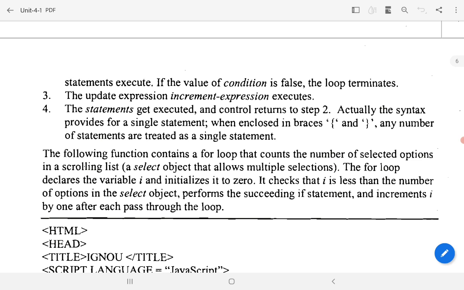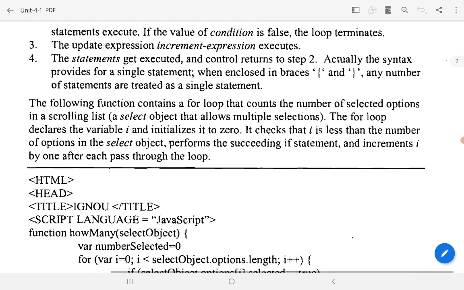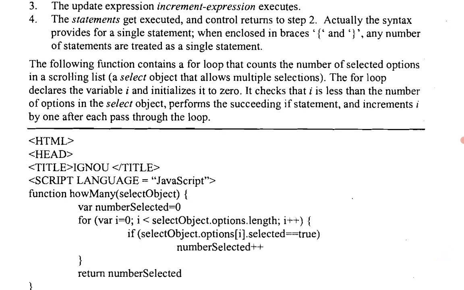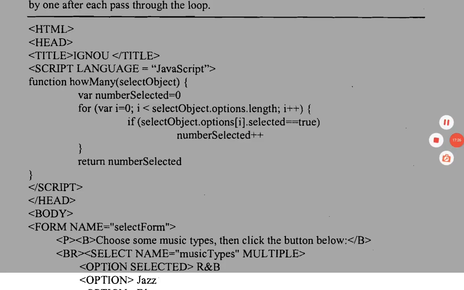And if the given condition is true, again the loop will be executed. Else, if the condition is false, the statements are terminated. The loop will be terminated. The following function contains a for loop that counts the number of selected options in a scrolling list. So, this is the simple example of using a for loop.